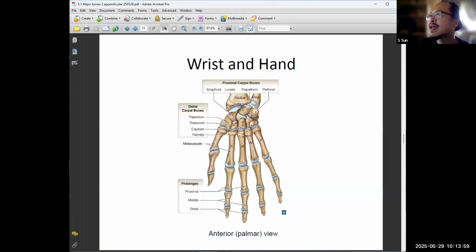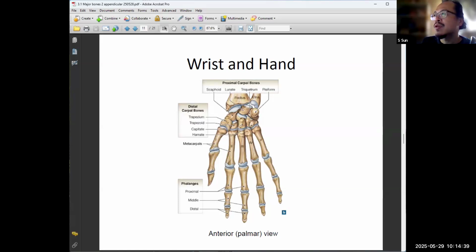So here is a picture showing you that, the wrist and hand. You can see that in our elbow, the ulna plays the major role, but in our wrist, the radius plays the major role. The radius attaches to two of these carpal bones. Here I give you the names of the carpal bones: the two are the scaphoid and lunate. They directly contact the radius.